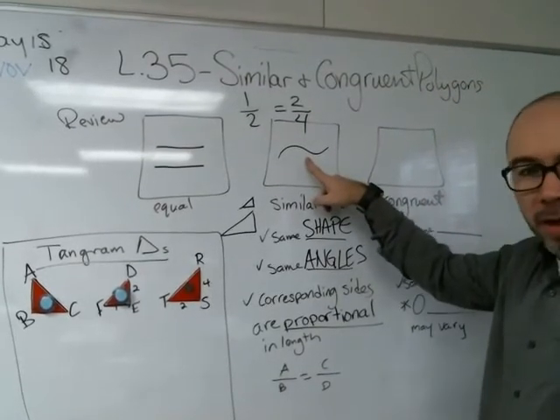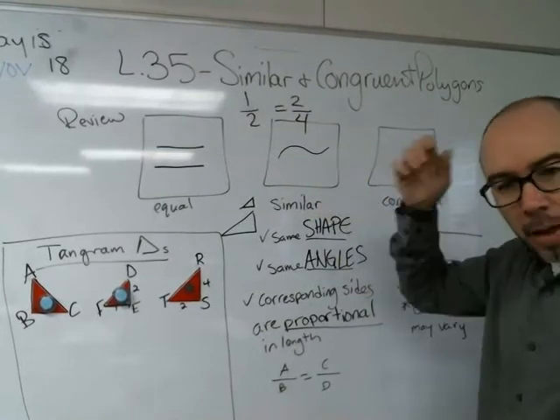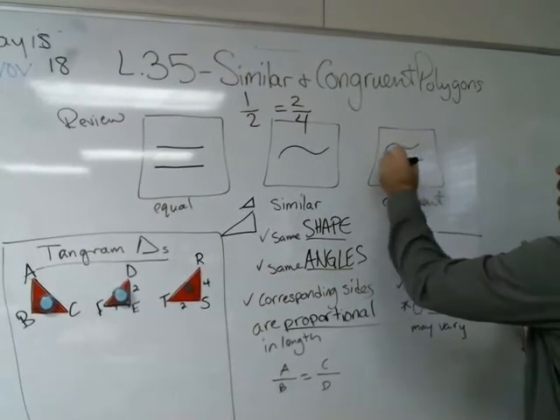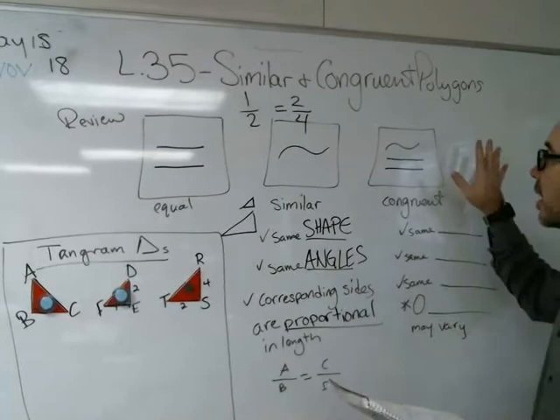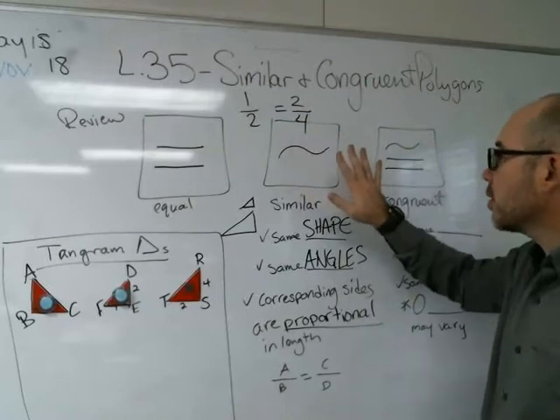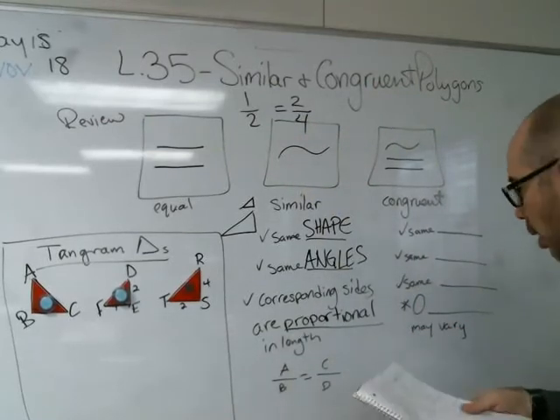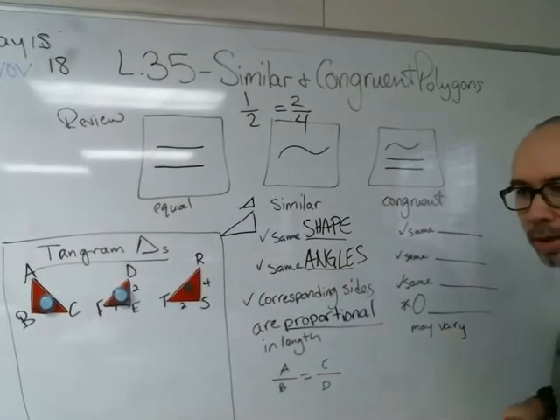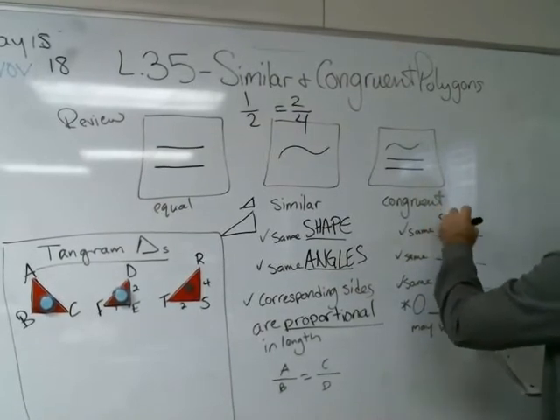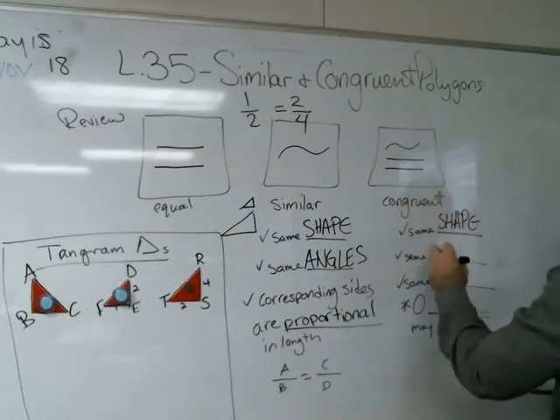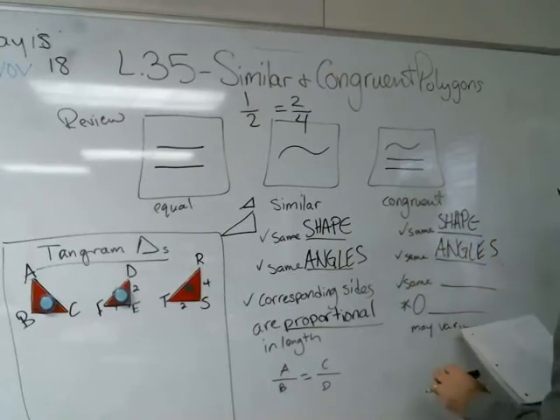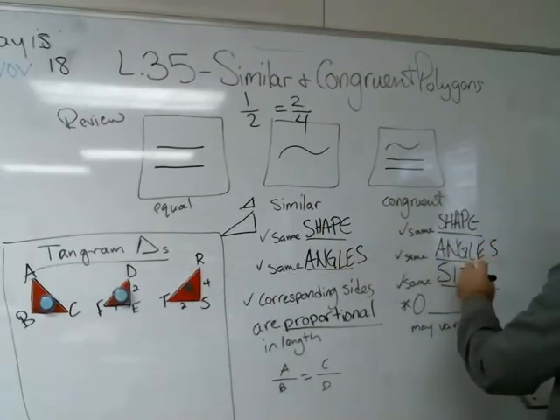So two things can be similar and have a lot of things in common. But the ultimate is to be congruent, and that is to have the wiggle sign and an equal sign. So it takes all the qualities of two triangles that are equal and all the qualities of things that are similar and puts them all together. So things that are congruent have the same shape, they have the same angles, and they have the same size.